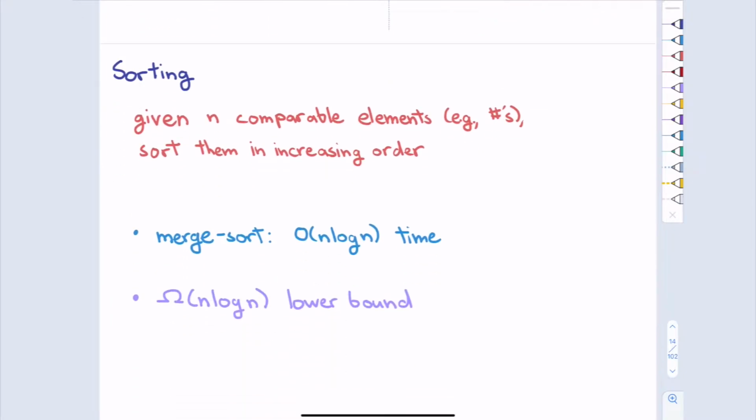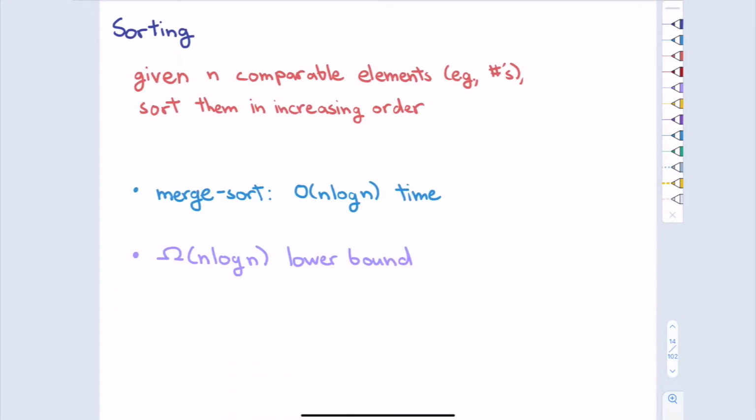Sorting, as you guys know: you're given n comparable elements, like a bunch of numbers, and you want to put them in increasing order, of course. Merge sort, as we all learned, takes n log n time for n numbers. We divide it in half, sort each half, and merge them together. There's also an n log n lower bound in the comparison model. You have to make at least n log n comparisons to guarantee you're right. This is not so hard to prove, but I won't do it here. So n log n is the right answer.